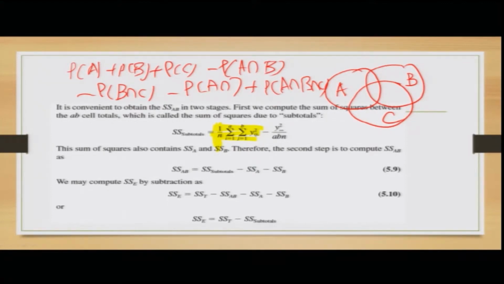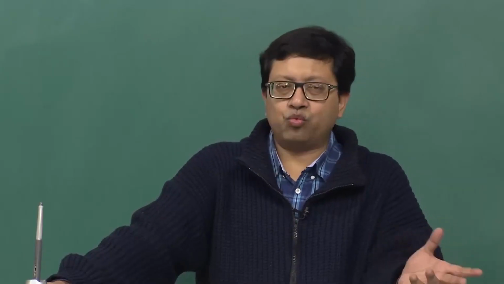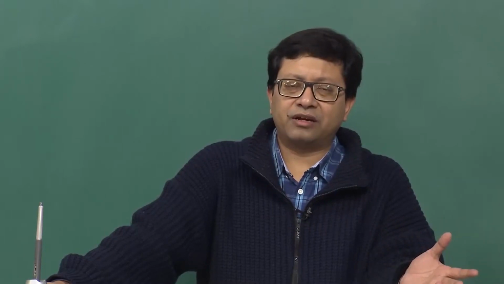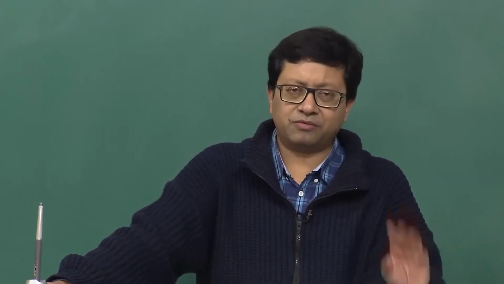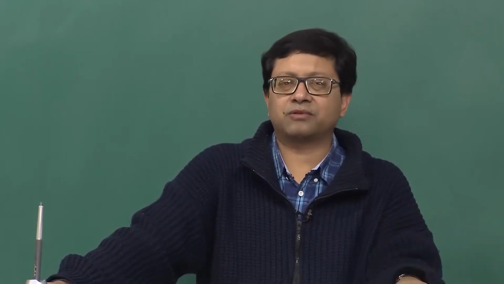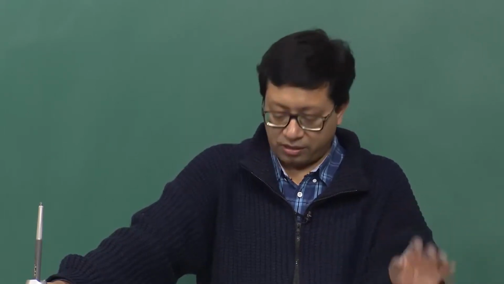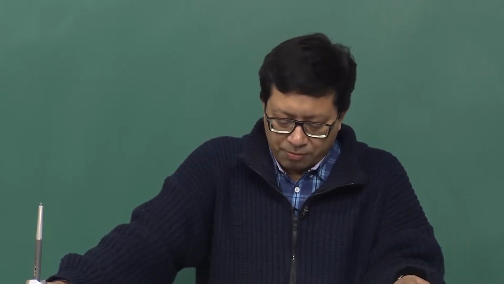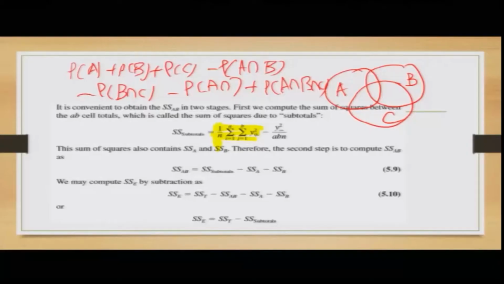So, the sum of the squares of AB would be the subtotals, which already considers A and B once. So, you will basically subtract the sum of squares of A separately and the sum of squares of B separately, and find out the sum of the squares for A and B taken together. We may compute the sum of the squares for the errors by subtracting this. So, what is the sum of the squares of the errors?